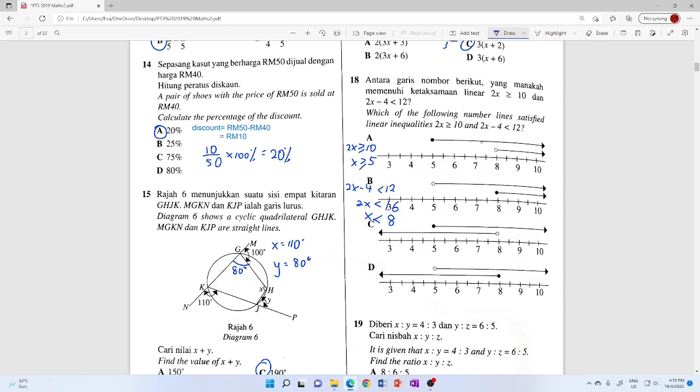Know that this is more or equals to 5. More equals, we have a full circle, and this is less than, we have an empty circle. So x more than, more equals to 5, full circles, and x less than 8, empty circles. So the answer is C.